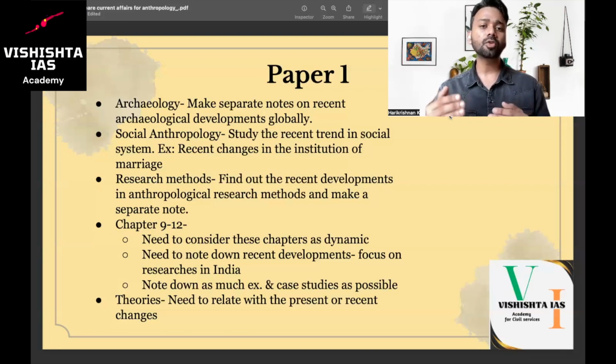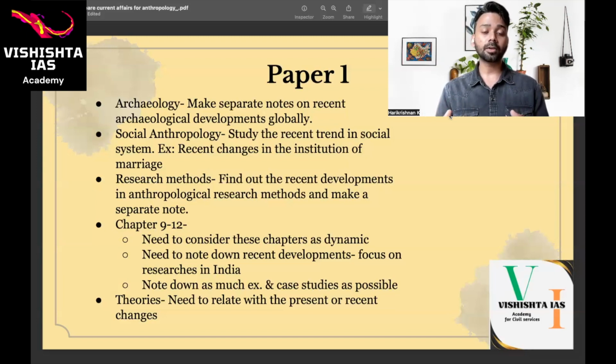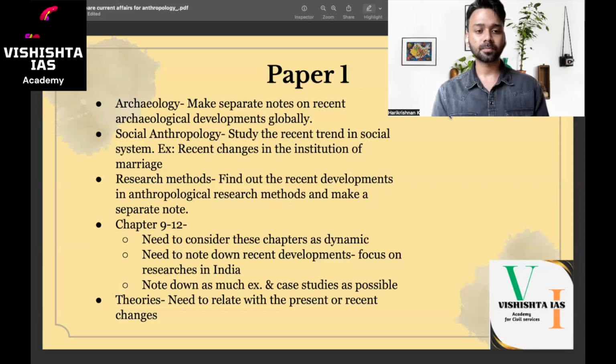So here you have to be a little innovative in trying to find out all these things. So make use of your brain. Try to find out some unique case studies, some unique articles, research done by good anthropologists or sociologists, and note it down in your answers.